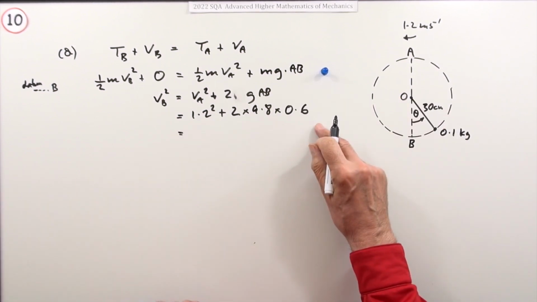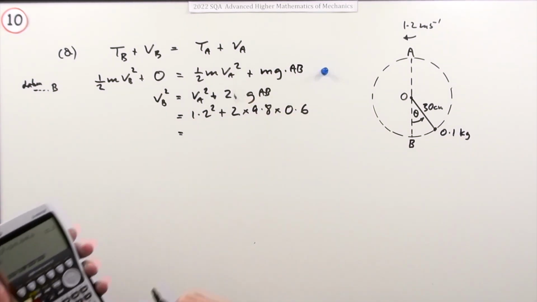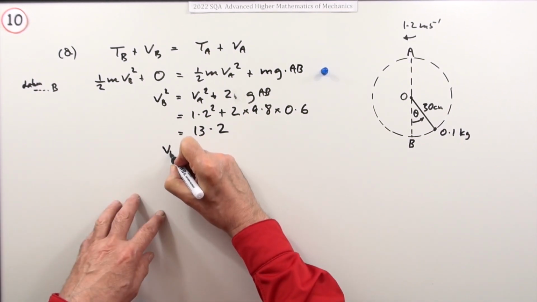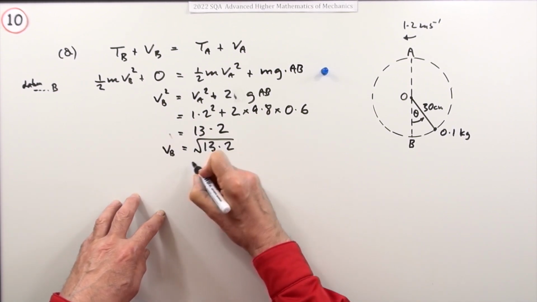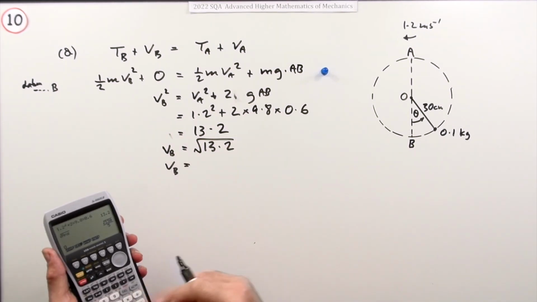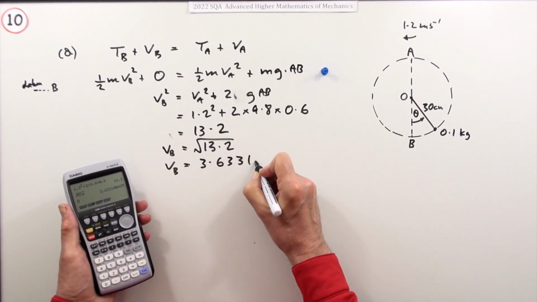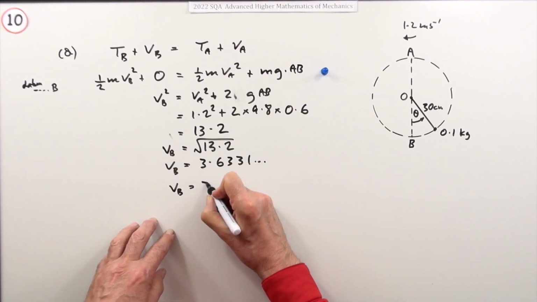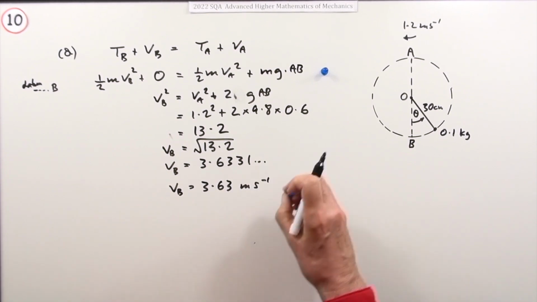Now you could either work that out and then take the square root, or just take the square root of it. I'll just work it out. So putting that in gives me 13.2. So vB is going to be the square root of 13.2. So the velocity at B will be, putting that in, 3.6331 and so on. So I'll just say this, the velocity at B is going to be 3.63 metres per second for that mark.